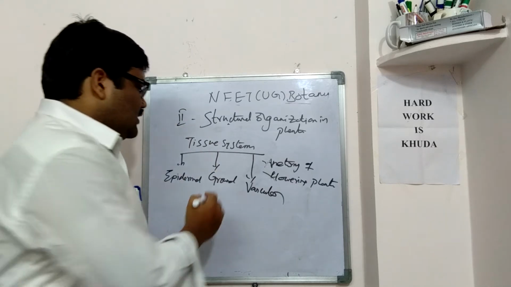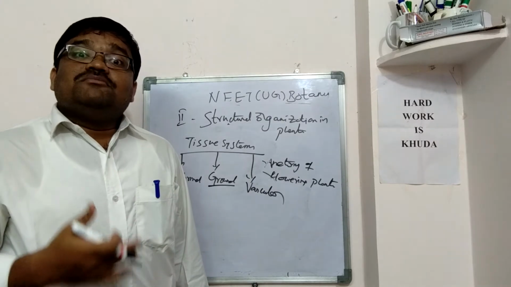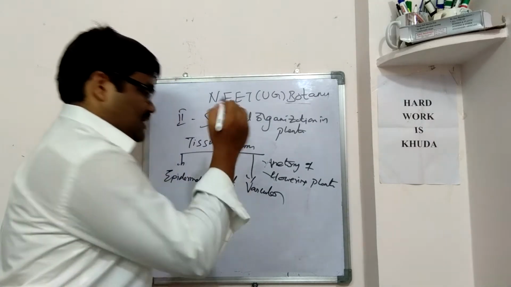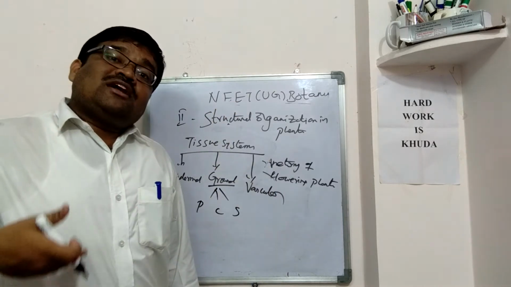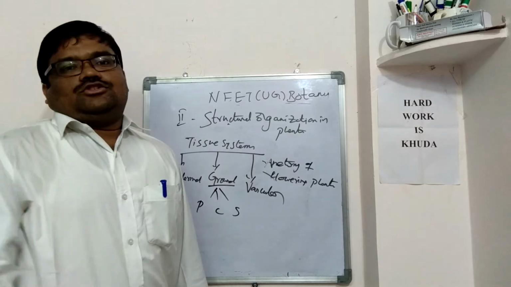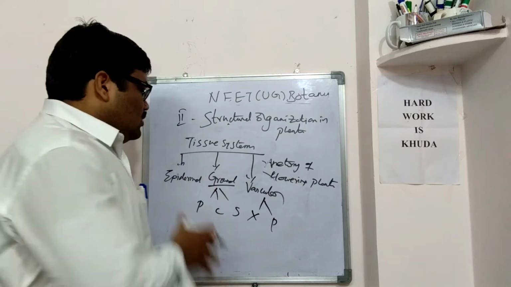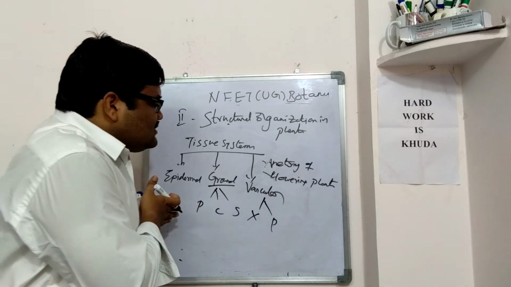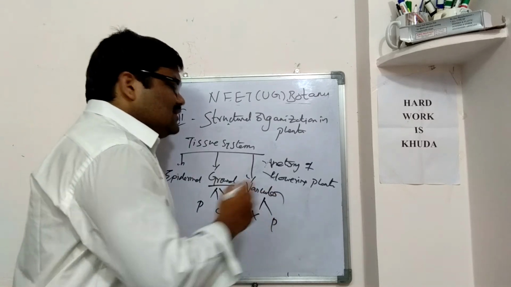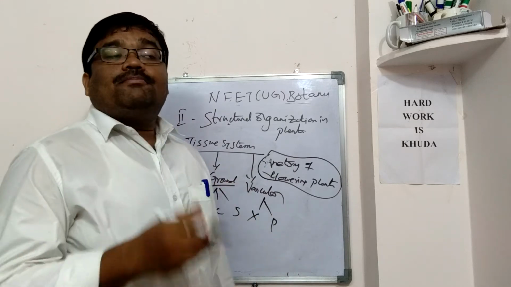The ground tissue system or fundamental tissue system, we have to study about simple tissues like parenchyma, collenchyma, sclerenchyma. Vascular tissue system, or conducting tissue system, we have to study about the complex tissues like xylem, the phloem. So, you have to study and interrelate these different tissue systems for better understanding. This is very important.